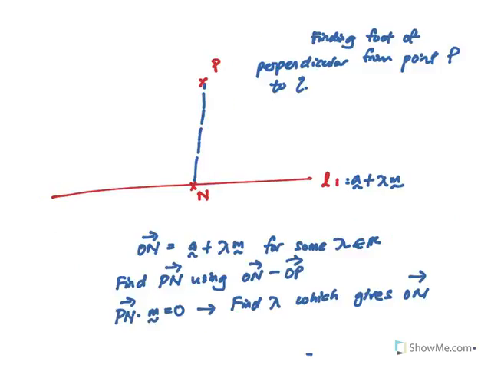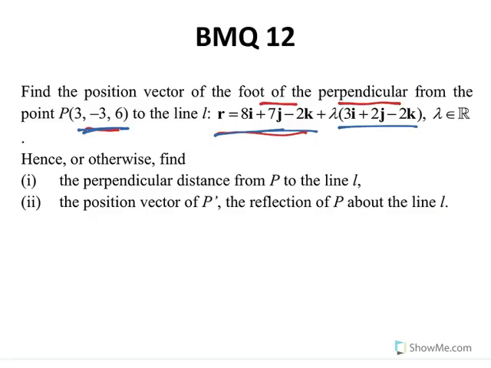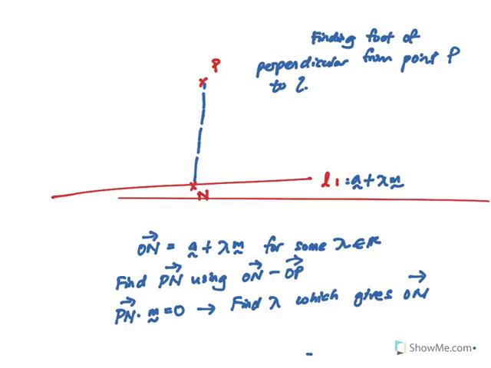Next up, we are done. We have actually found this. So this is negative 1, 1, 4. And next up, we need to find the perpendicular distance from P to L.